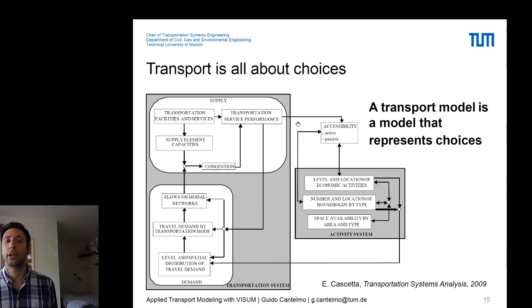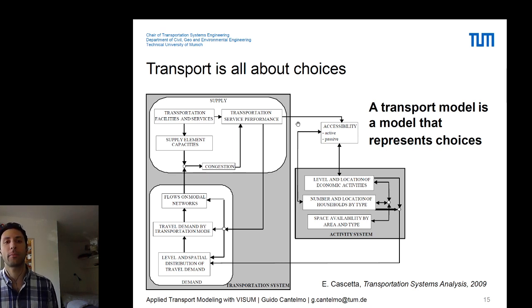transport is all about choices. And there are many, many transport models around. We are not going to cover all of them because this is not transport modeling, it's transport modeling with VISUM. But in general, we need to have an understanding of what's happening behind the software in order to understand the output of it. So all transport models can be roughly or broadly divided in three categories. One is the demand, one is the supply, and one is the activity system. So what are we talking about here?